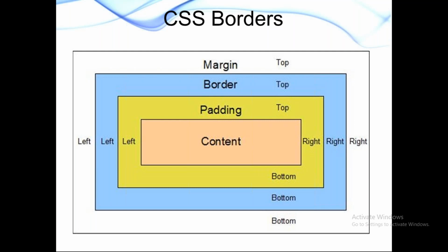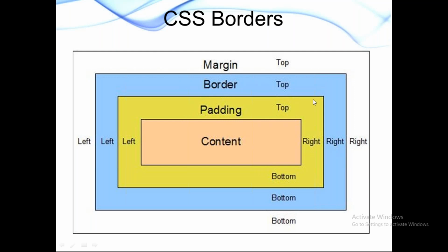The margin will be applied, right? If I have given a margin of size 10 pixel, the margin will be applied. Next, the border will be applied. Let's say the thickness is 10, it will be applied. Then padding. Let's say I want a space between the border and the content, so then the padding will be applied. Then only your content will be displayed, right? This is applicable for all the four sides: top, bottom, left, and right.